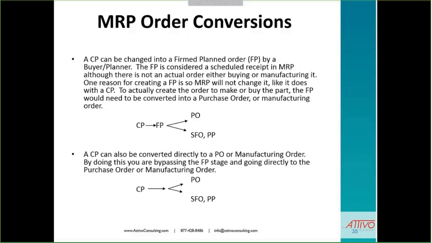Then later, the firm planned order can be converted to either a purchase order or a manufacturing order. If you prefer, and you're real sure about a particular computer planned order advice, you can convert those directly to a purchase order or to a manufacturing order.